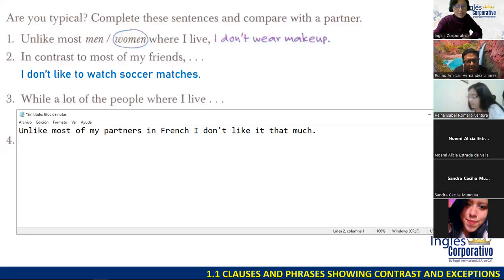More sentences? Come on, you can do it. Don't worry, you can make mistakes. Para eso estamos aquí, to help you and correct you. Okay.